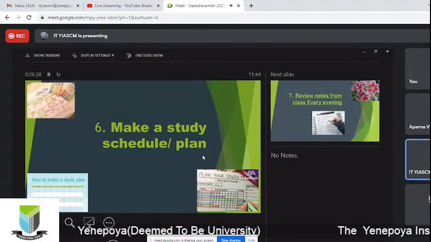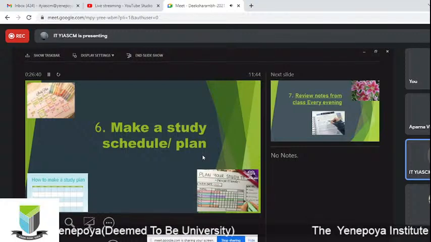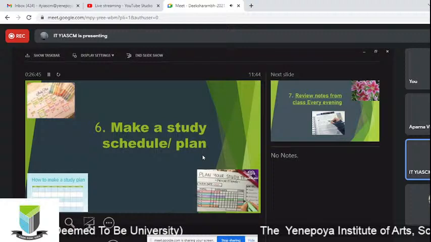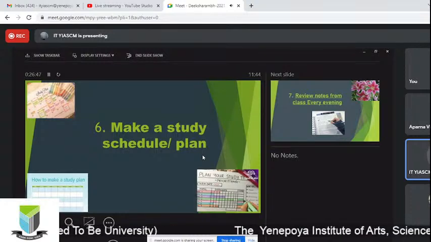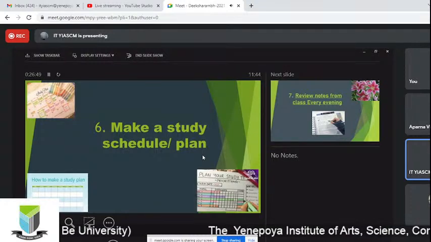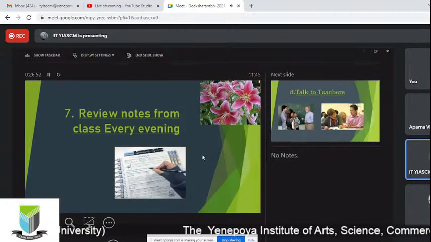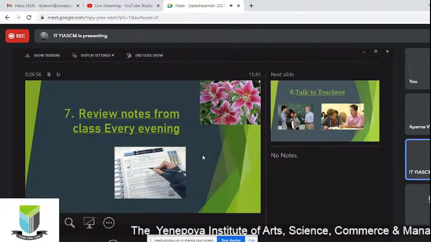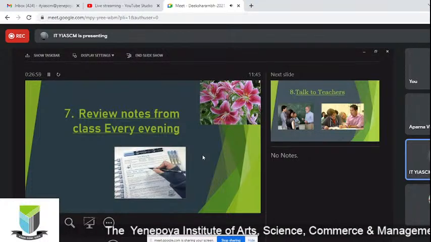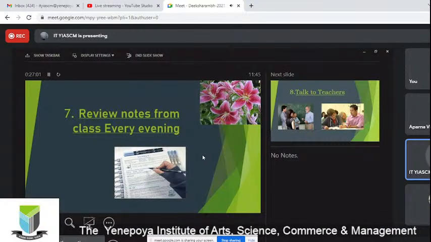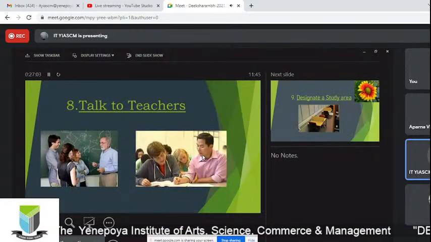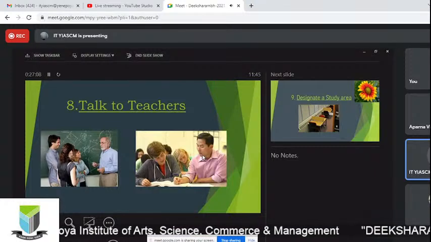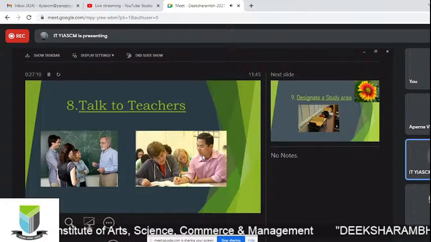The next tip is make a study schedule or plan. We must plan for our study, and note what the difficult topics are. We make one schedule or plan. The next tip is review notes from class every evening. Every evening you must review the notes. The next tip is talk to the teachers. Talk to the teachers means before the test you must talk to the teachers if you have any doubts.